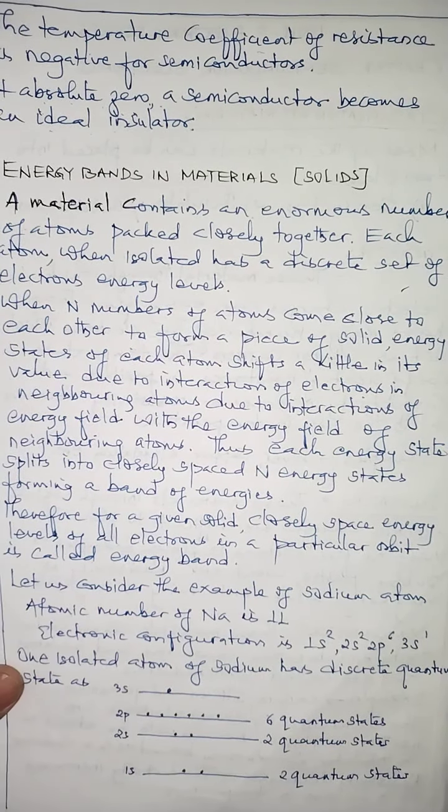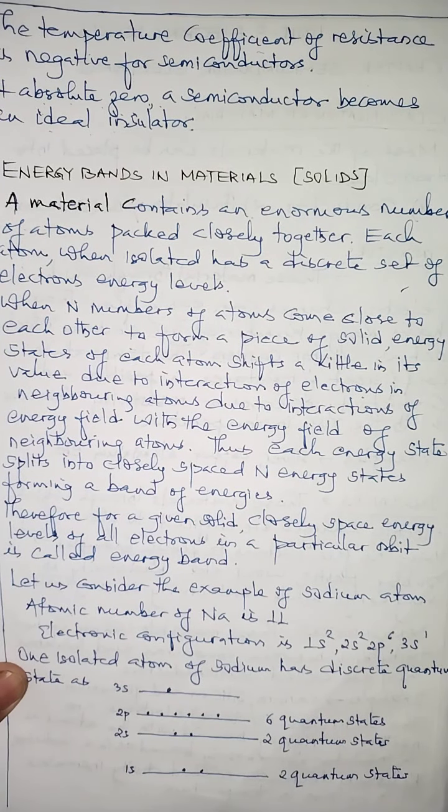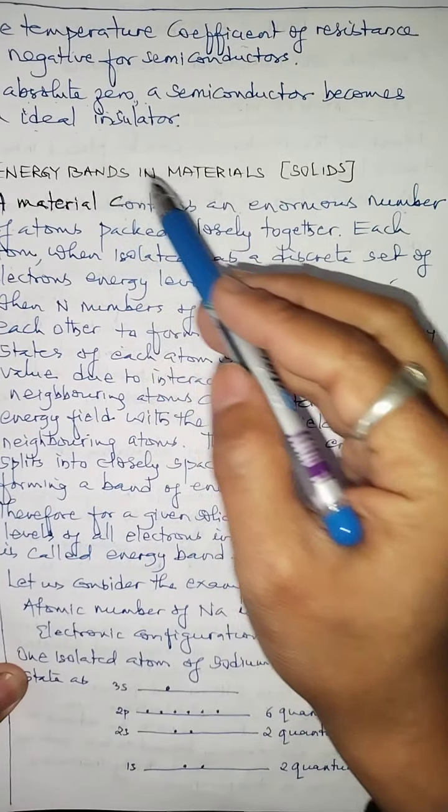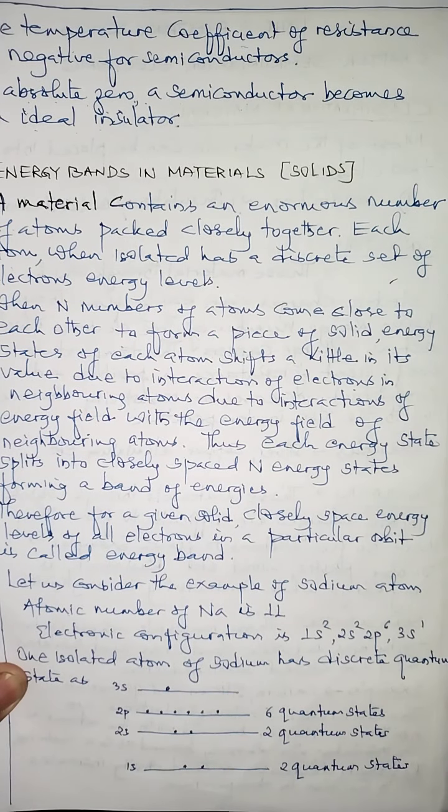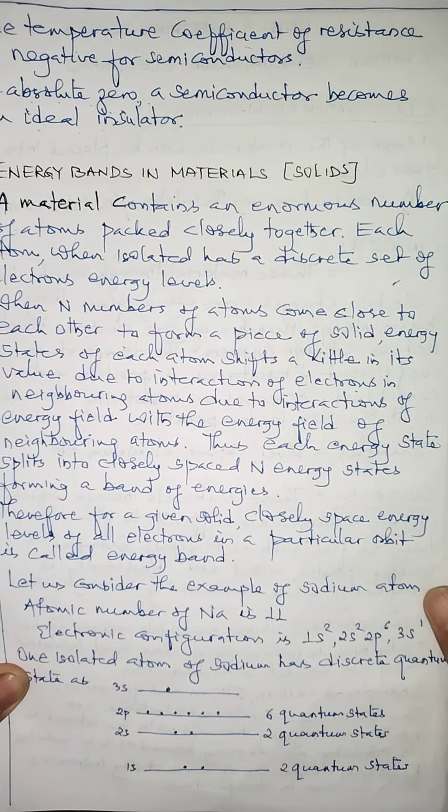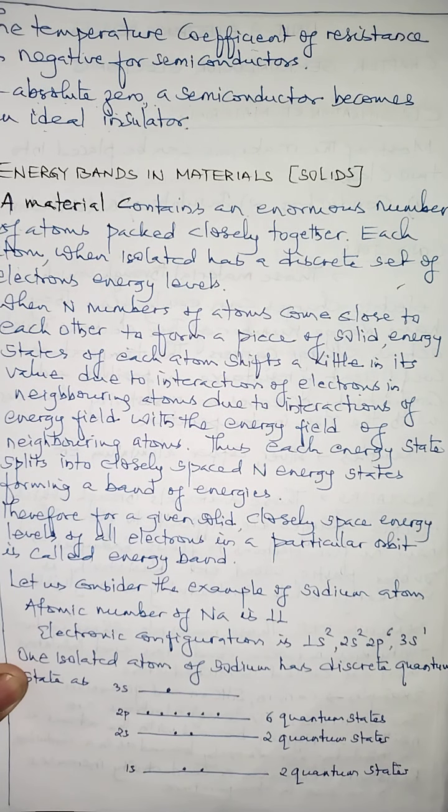Now, dear children, we go to the next topic. This is actually energy bands in material, or basically what is called a solid. Now, this concept is very important as far as the classification of substances like materials is concerned, because in this particular chapter, the classification of any solid or material is based on the energy band. Based on what? Energy band.